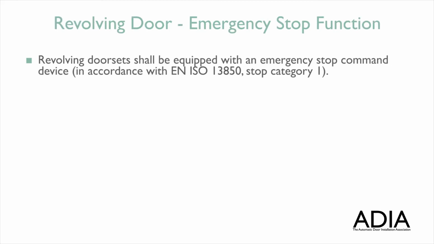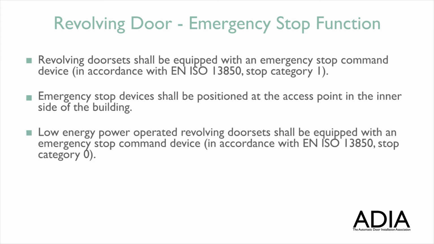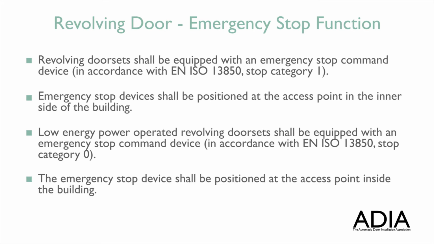Revolving door sets shall be equipped with an emergency stop command device in accordance with EN ISO 13850 Stop Category 1. Emergency stop devices shall be positioned at the access point on the inner side of the building. Low energy power operated revolving door sets shall be equipped with an emergency stop command device in accordance with EN ISO 13850 Stop Category 0. The emergency stop device shall be positioned at the access point inside the building.